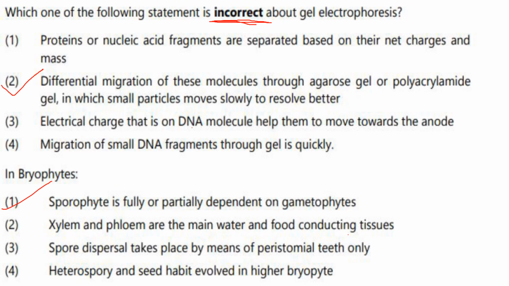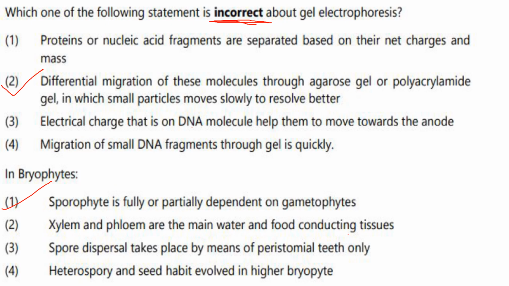Then in bryophytes, next one. Sporophyte is partially or fully dependent on gametophyte. That itself is correct. Xylem and phloem are the main water and food conducting tissues. So bryophytes, as you all know, are non-vascular plants. So xylem and phloem are not present in bryophytes.